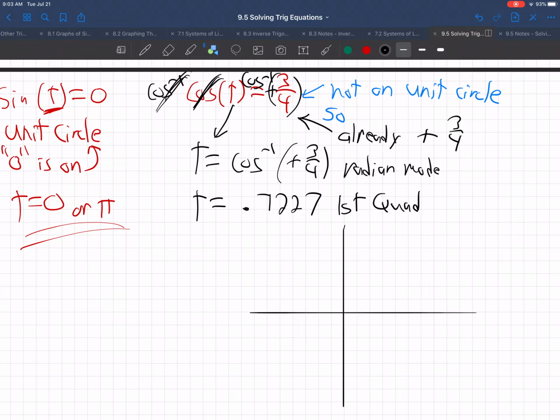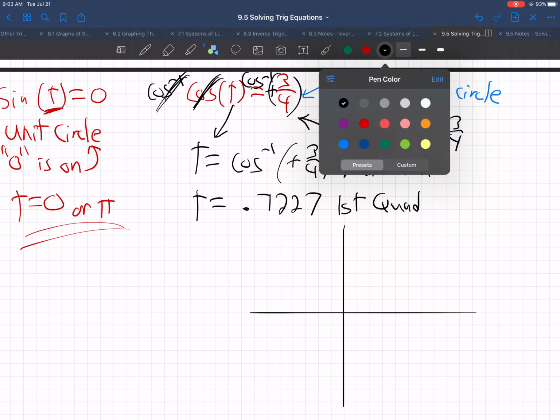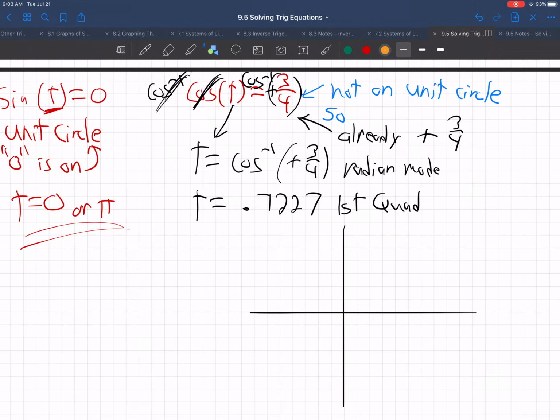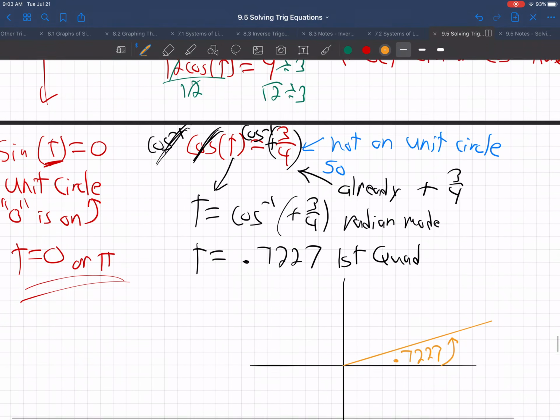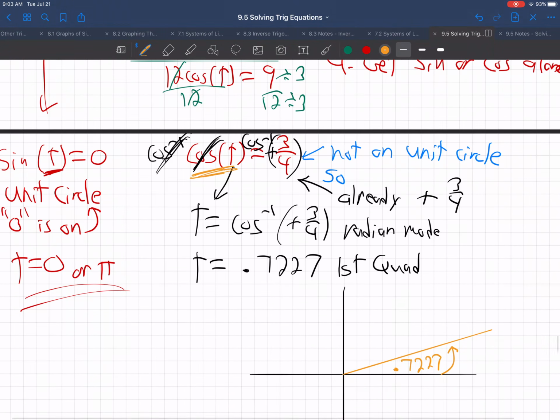So now let's go to the unit circle. That means this is 0.7227, like that. That's first quadrant. So that's a first quadrant answer. Well, it says to find, that may or may not be an answer you want. You've got to find the two quadrants that have the right signs. What right signs? Well, remember the original question here. It's cosine equals positive. Right?